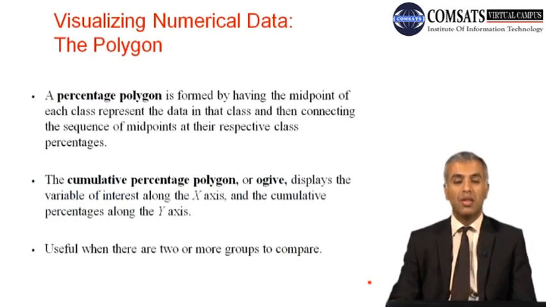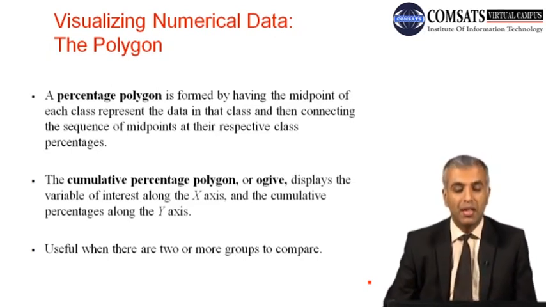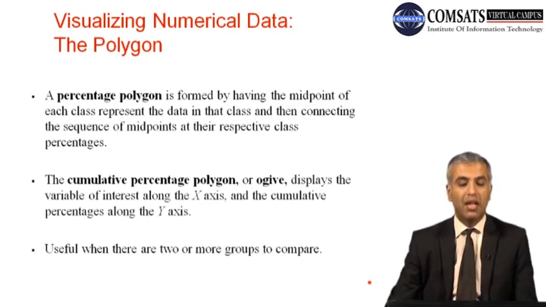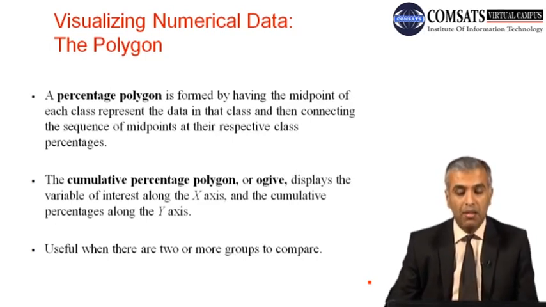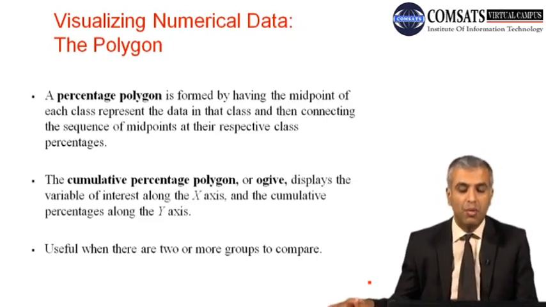Then the next tool, though not commonly used practically, is called the polygon. A percentage polygon is made by taking the midpoint of each class, and then we connect the sequence of these midpoints with their respective class percentages. So the cumulative value gives us the variable along the x-axis and the percentages along the y-axis. Basically, it's useful when we are comparing two or more groups.